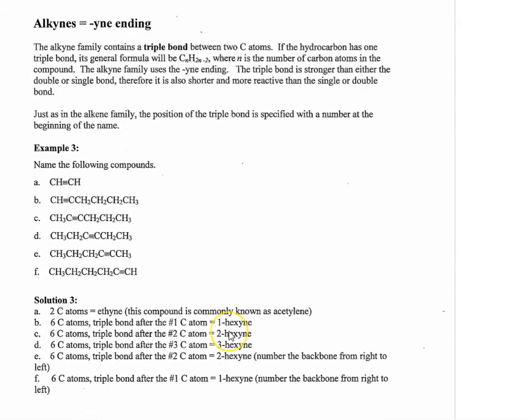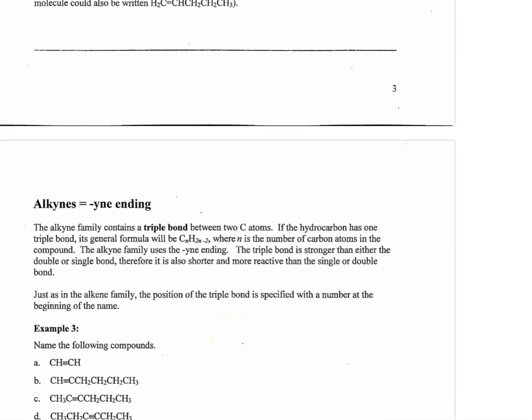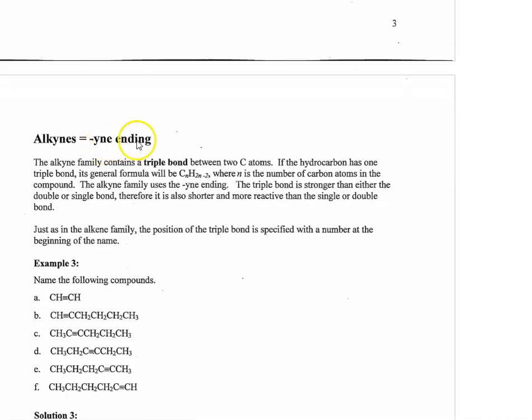Okay. When we're looking at our alkynes, what we're going to do is we have a YNE ending. And so this is where we have a triple bond between two carbon atoms. And since we are going to have that triple bond, we do the carbons and the hydrogens. So when we have the number of carbons, we're going to times that by 2 and then minus 2 in order to figure out how many hydrogens we have. So just as in the other alkene family, the position of that triple bond is going to be specified with a number at the beginning.